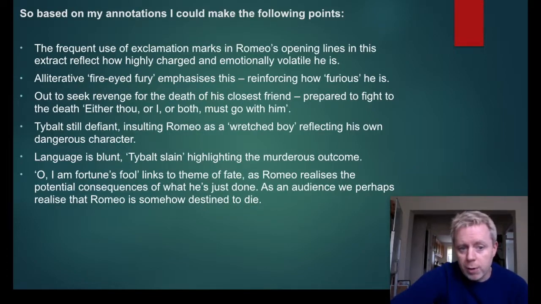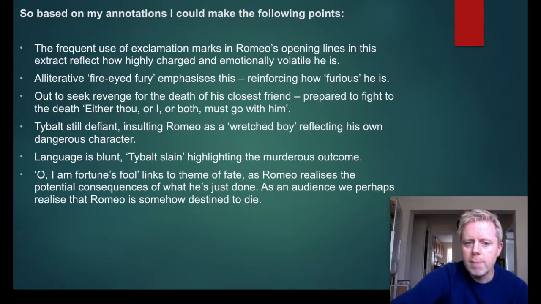So the frequent use of exclamation marks in Romeo's opening lines in this extract reflects how highly charged and emotionally volatile he is. The alliterative "fire-eyed fury" emphasises this, reinforcing how furious he is. He's out to seek revenge for the death of his closest friend, prepared to fight to the death. "Either thou or I or both must go with him," when talking about Mercutio's soul, spirit, still hovering just above the earth. He's just been killed so recently, and he's promising Tybalt that either his spirit or Romeo's spirit or both spirits will be joining Mercutio quite soon.